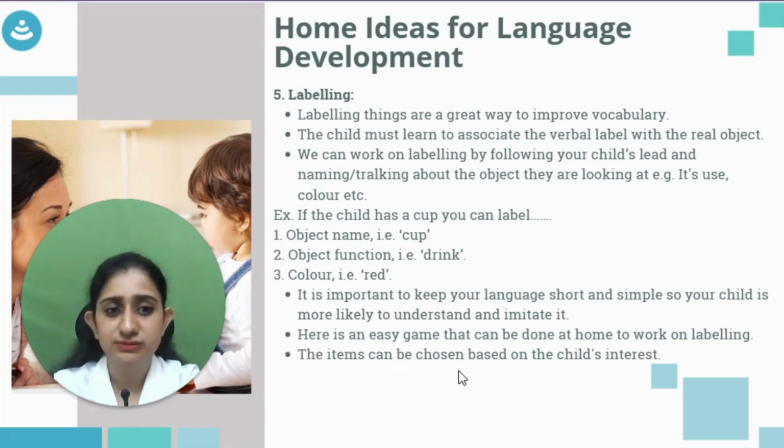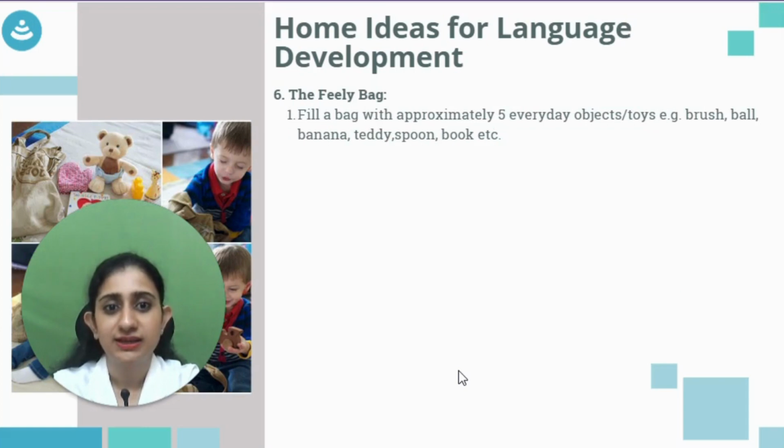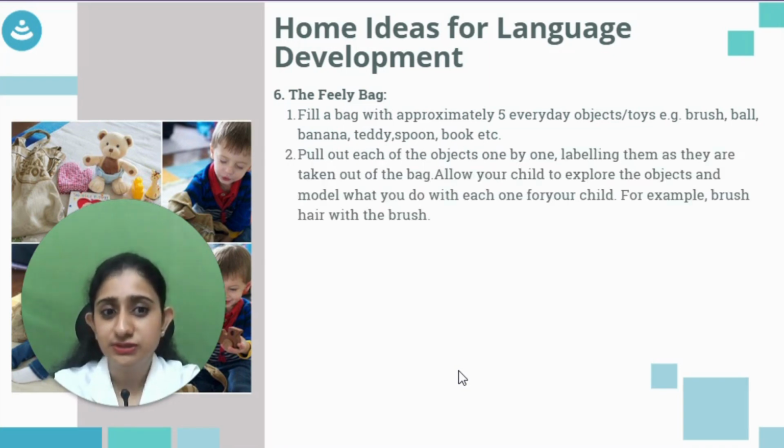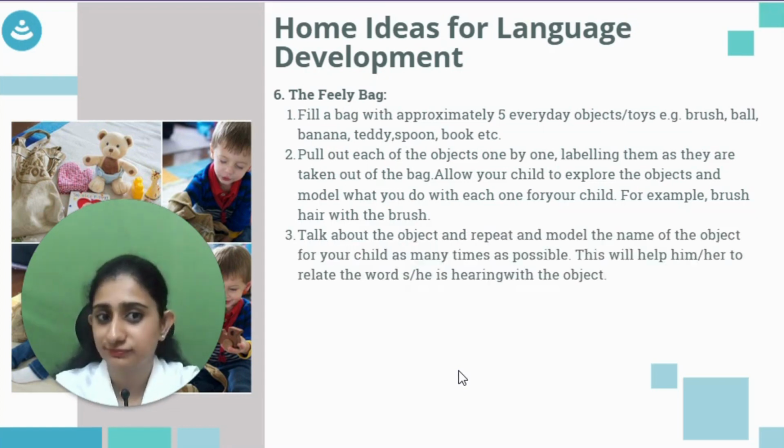The items can be chosen based on the child's interest. So the game is called the Feely bag. So here we fill a bag with approximately 5 everyday objects or toys. Example, brush, ball, banana, teddy bear, spoon, book, etc. Pull out each of the objects one by one, labeling them as they are taken out of the bag. Allow your child to explore the objects and model what you do with each one for your child. For example, brush, we brush our hair with the brush.